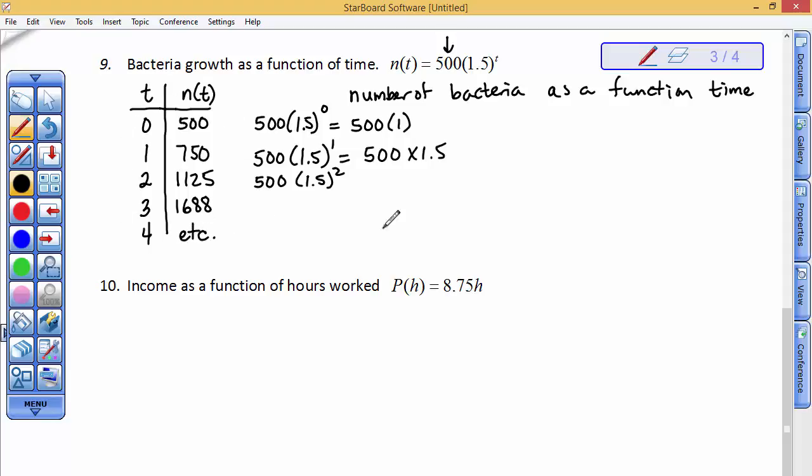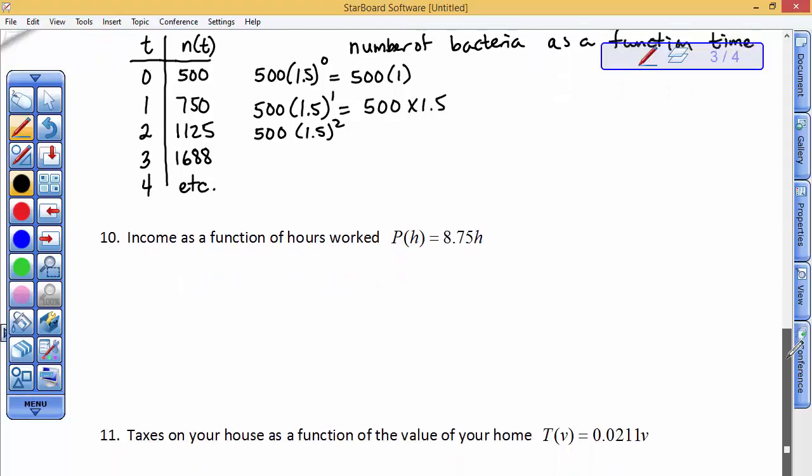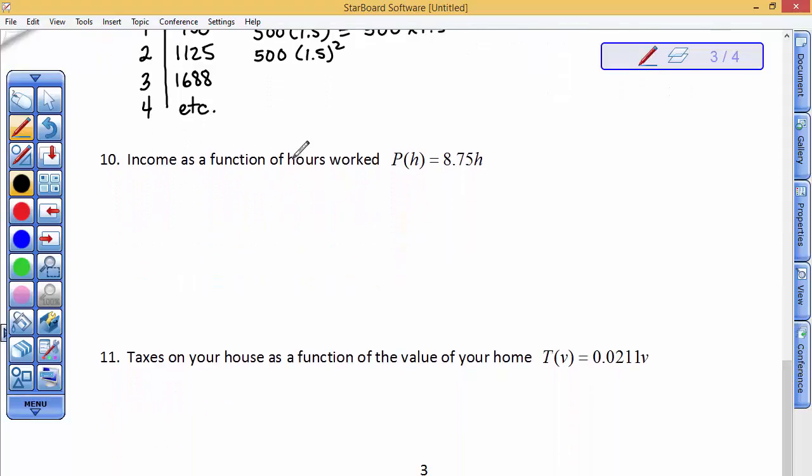So look at number 10. Say you wanted to evaluate your income as a function of the hours worked, and your pay value was a function of hours, and you were getting paid $8.75 per hour at some number of hours. So let's say we decided to put 0 hours, 10 hours, 20 hours, 30 hours, 40 hours into the function machine to find out what our pay would be.